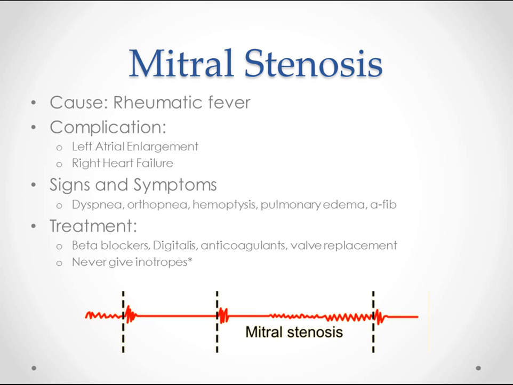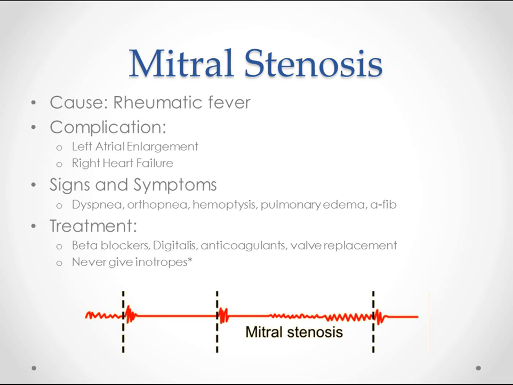Mitral stenosis is primarily caused by rheumatic fever, and this used to be more common when we had more cases of rheumatic fever. Rheumatic fever used to be the number one cause of valve problems, but it isn't any longer because we found antibiotics. So the complications that can come from this are left atrial involvement.